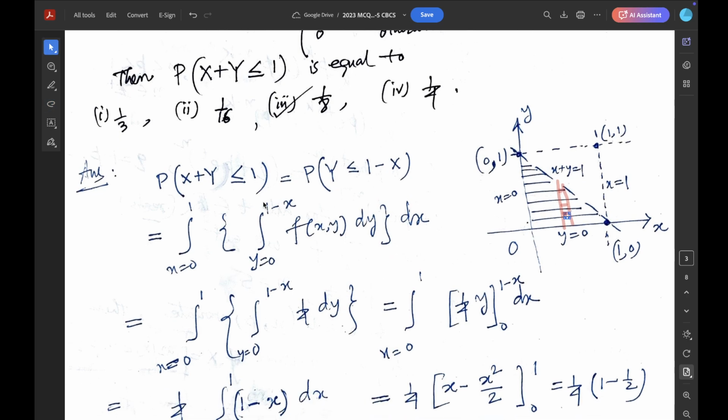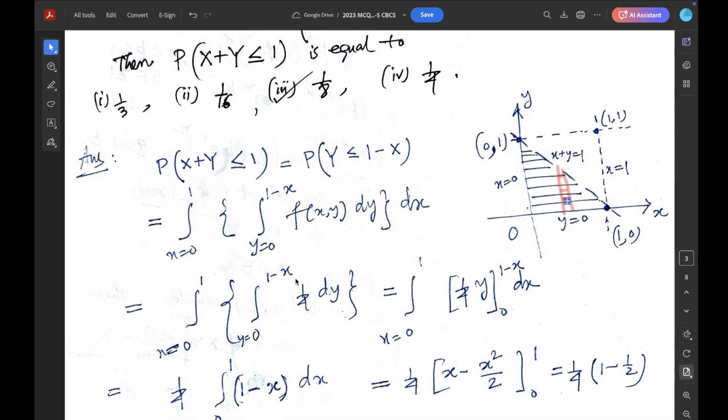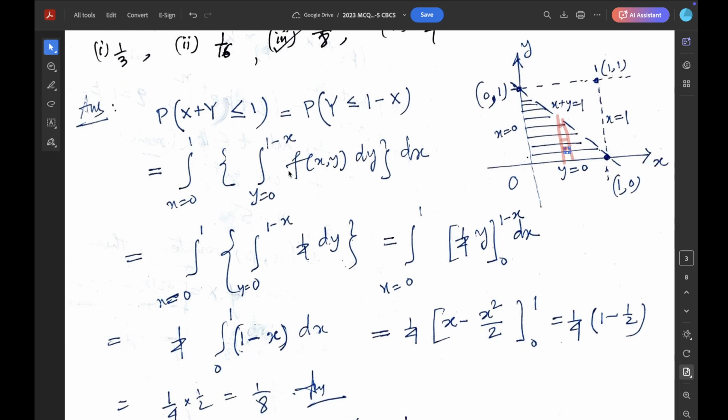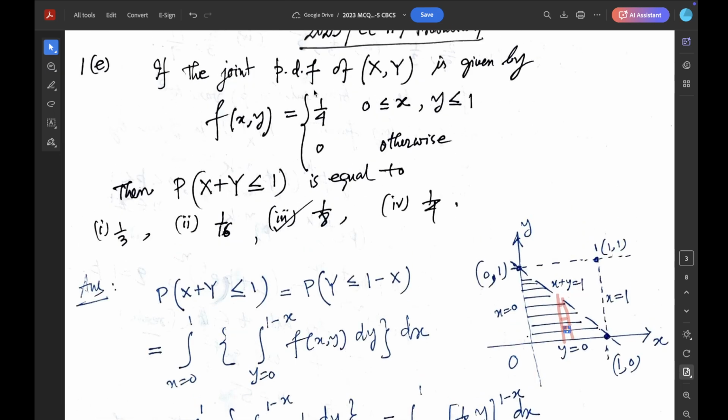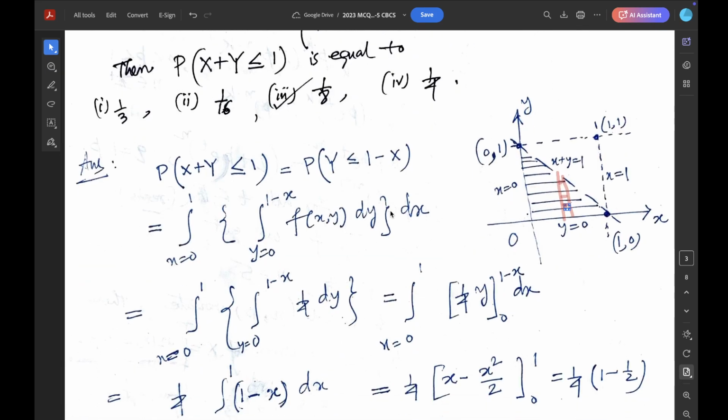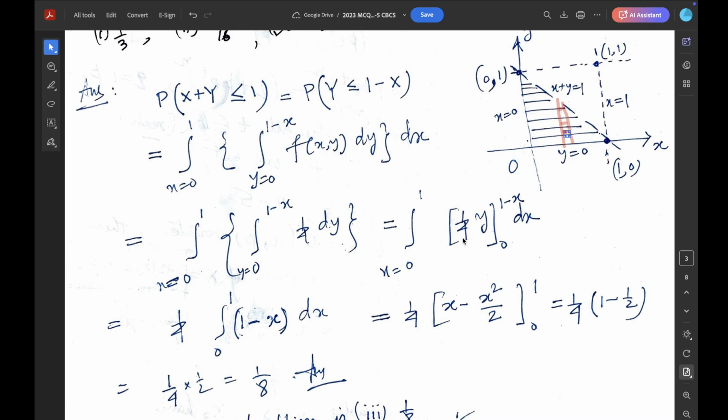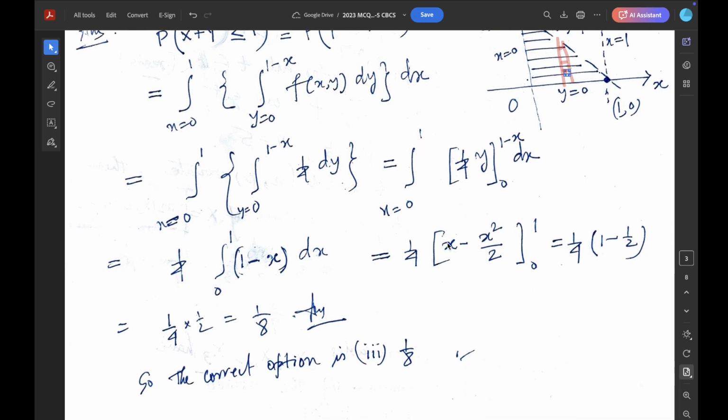So y equal to 0 to 1 minus x, f(x,y) dy dx. Now first we define the function: f(x,y) equal to 1 by 4. So put 1 by 4 y from 0 to 1 minus x, so this equals 1 minus x, and dx, integration 1 by 4, 0 to 1. So x minus x square by 2, 0 to 1.